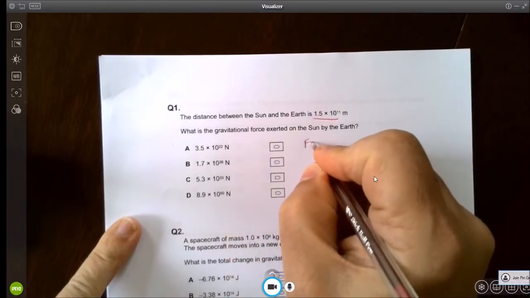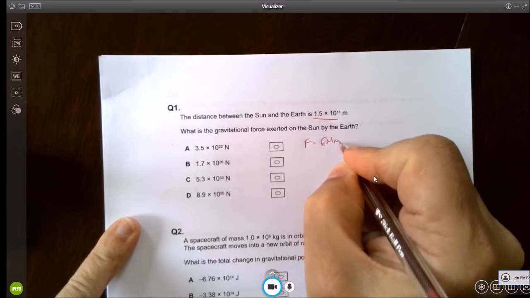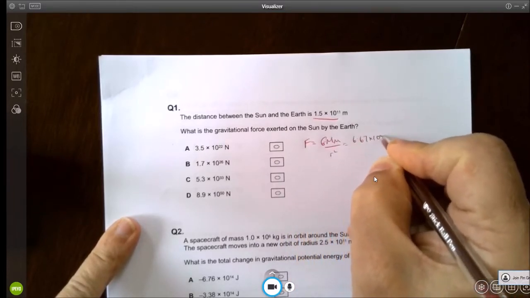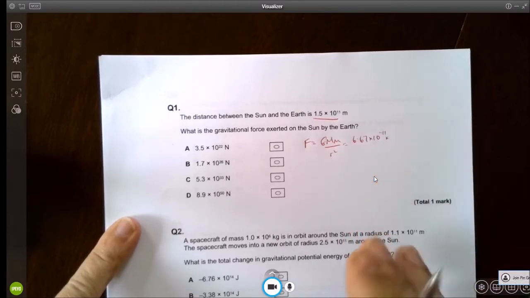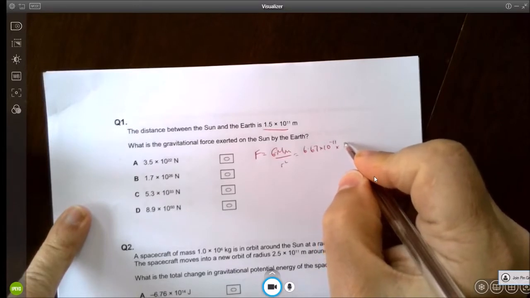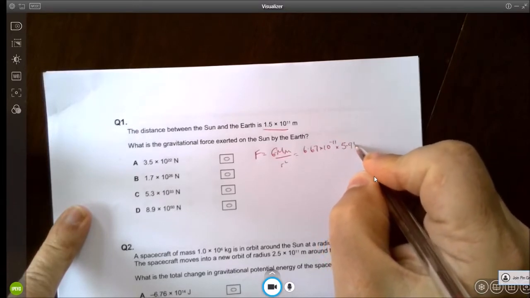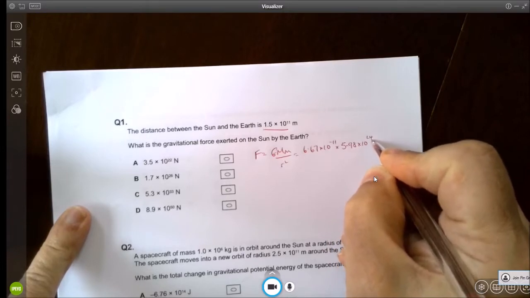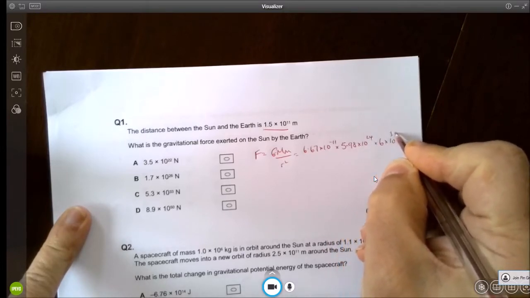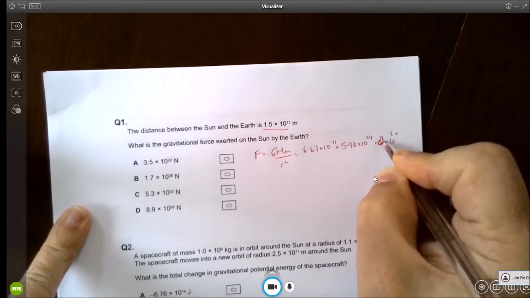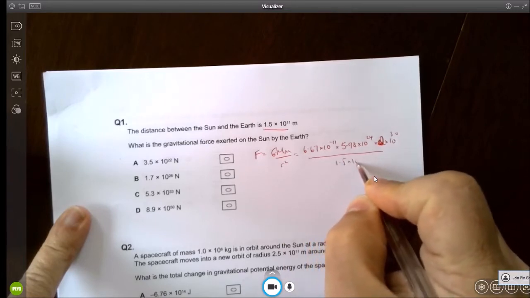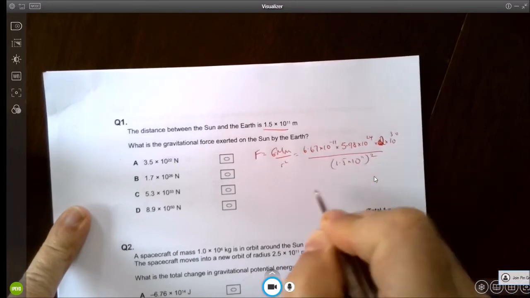So this is just F equals Gm over R squared. 6.67 times 10 to the minus 11 times the mass of the Earth and the mass of the Sun. These are both on the data sheet for you. But I think we're currently using 5.98 times 10 to the 24 kilograms for the mass of the Earth, 2 times 10 to the 30 kilograms for the mass of the Sun, divided by 1.5 times 10 to the 11. Don't forget to square that.